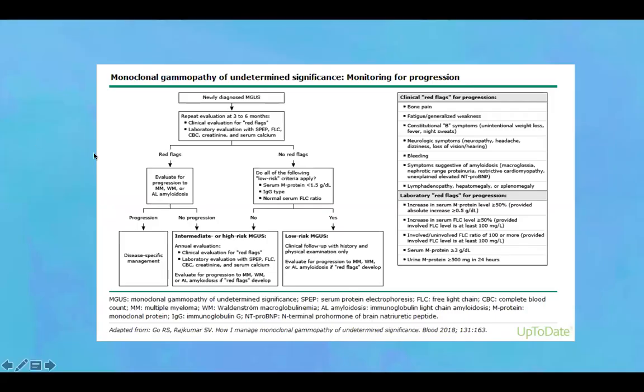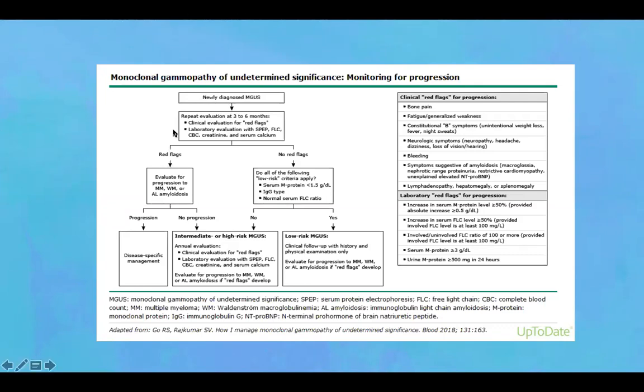And this is a summary of what we need to do with patients with MGUS. When the patient is diagnosed, we need to make sure that in 3 or 6 months we evaluate the patient to know if they have any symptoms such as bone pain, fatigue, weight loss, something that makes us think about multiple myeloma. Then we're going to be doing the laboratory tests, that is the serum protein, the electrophoresis, the creatinine, the calcium, and the vitamin D.